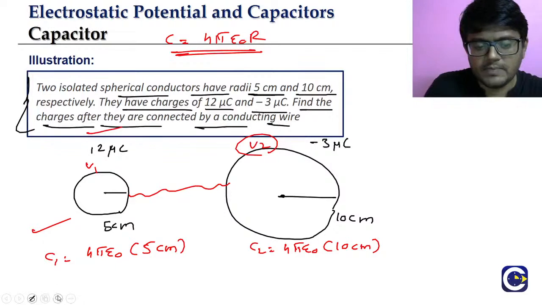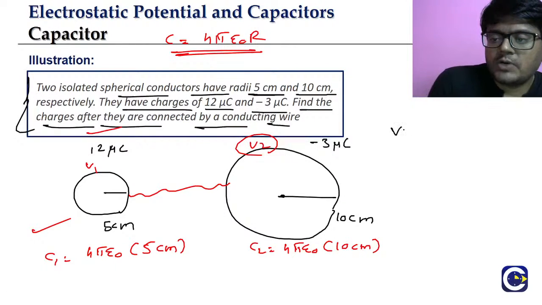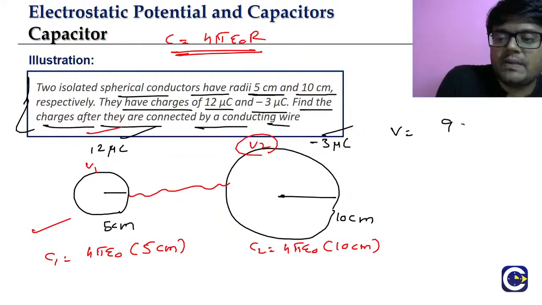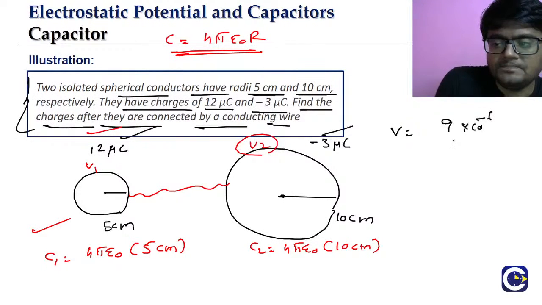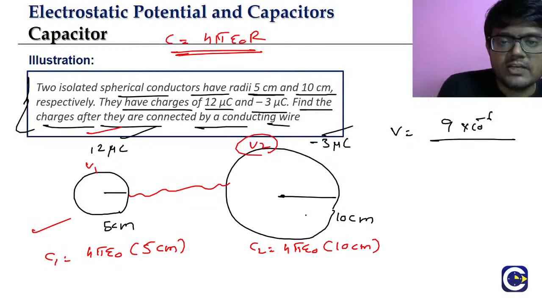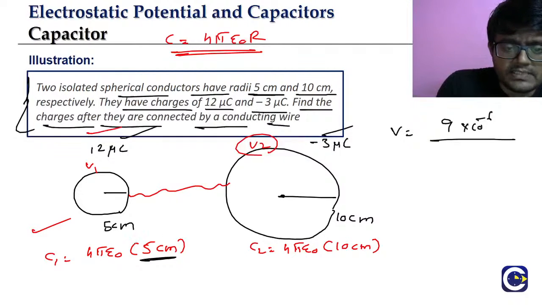So what is the common potential? Q1 plus Q2, which is 12 minus 3. Add it and what is it? 9 micro, meaning 10 power minus 6, divided by the denominator C1 plus C2. If we say 5 centimeter, what is it in terms of the SI unit? We can take it as 0.05 meter. Or for now we can keep it as it is. Let's continue like that. So we'll just keep it as it is.